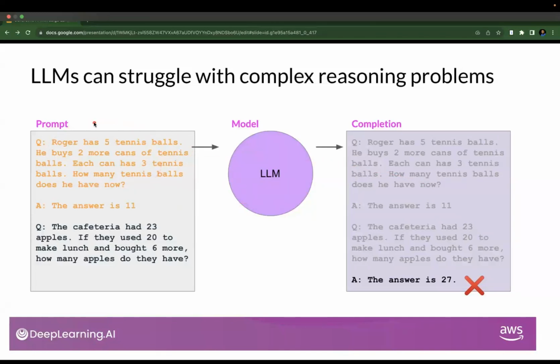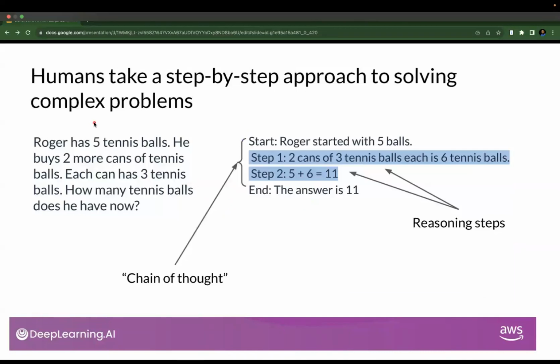To get around such a problem, if you think like a human, you have to go step by step. First, how many balls were there to start with? Second, how many cans of how many balls each were purchased? And so how many new tennis balls are there? So these are the new balls, and then there were some balls before, you add them up, and the answer is 11. So these steps are the reasoning steps, and they form a chain of thoughts. This is usually how a human will go about thinking about it.